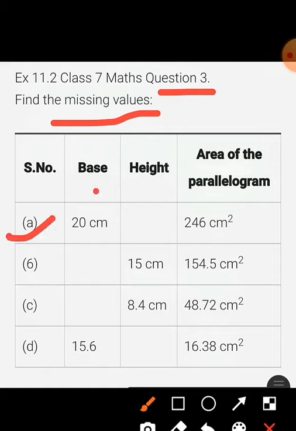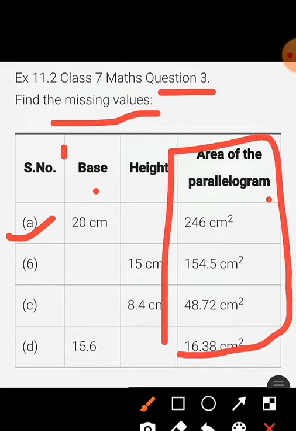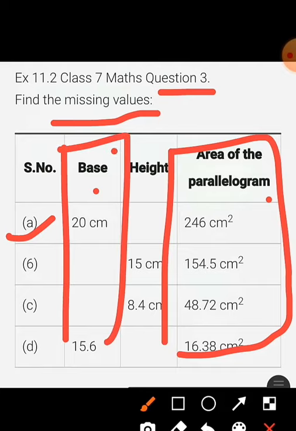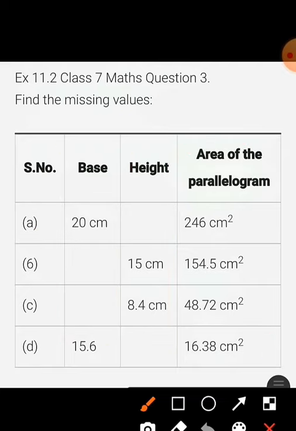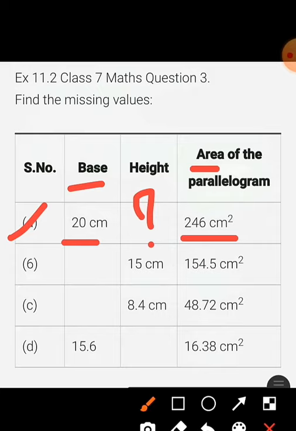Base is given and area is given, area of parallelogram. So area of parallelogram is given to us, and somewhere base is given and somewhere height is given. So whichever part is not given, that we have to find out. So in first one, base is given 20 centimeter, height is not given, we have to find out, and area of parallelogram is given 246 centimeter square. So with the help of base and area, with the help of these two, we have to find out what will be the height of the parallelogram.